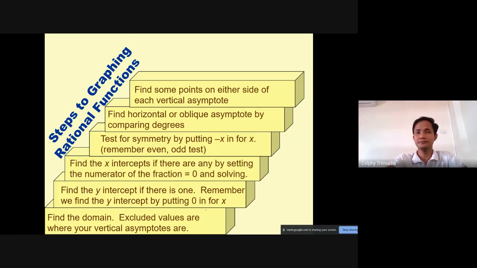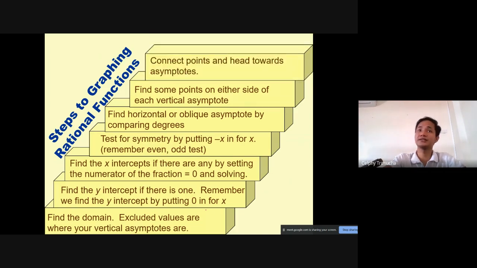Next, find some points on either side of each vertical asymptote. Find some points on either side of each vertical asymptote, then connect those points and head towards the asymptote.